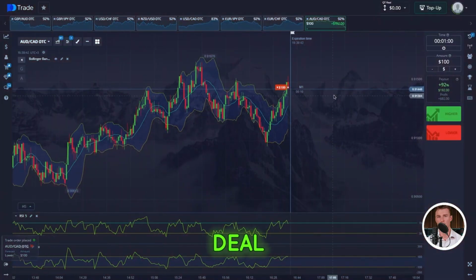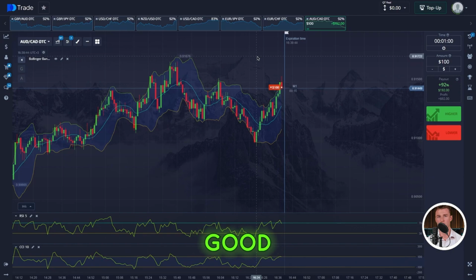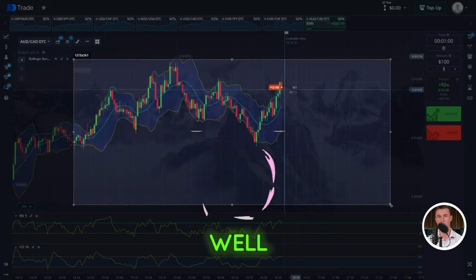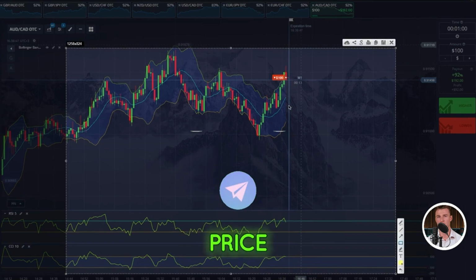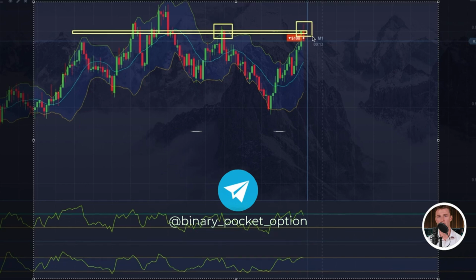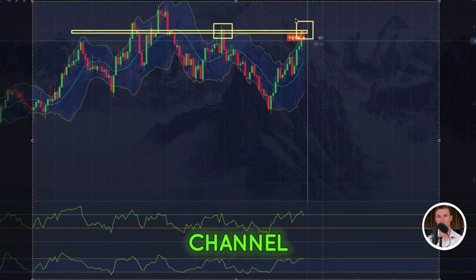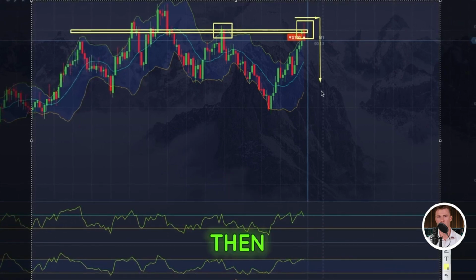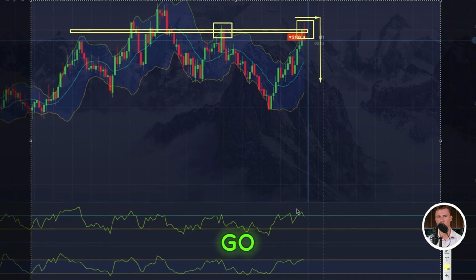Let's open a deal down here. We immediately found a good entry point. We have a touch of the resistance area here, as well as the formation of a new price maximum. Here we have the first, second touch of the upper band of our channel indicator. Then the dynamics of the movement should go down.